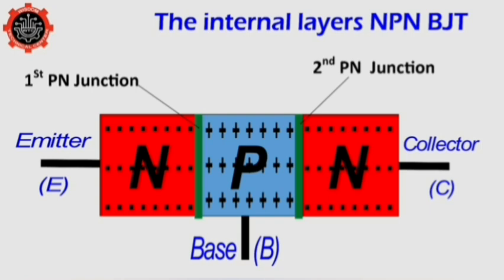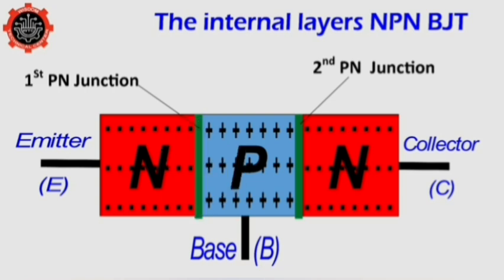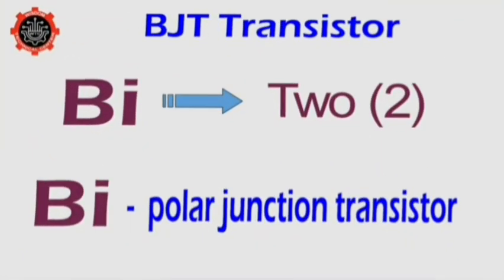So here is one way to describe the NPN transistor. The first junction is at the left here. It's between the P-type and the N-type semiconductor. And at the right is the second junction, as you can see. So, bi means two, right? Therefore, we have a bipolar junction transistor.